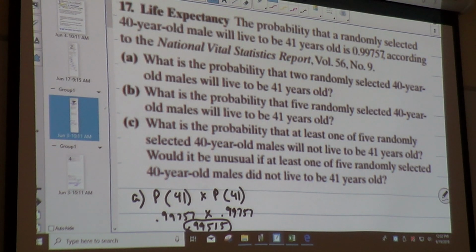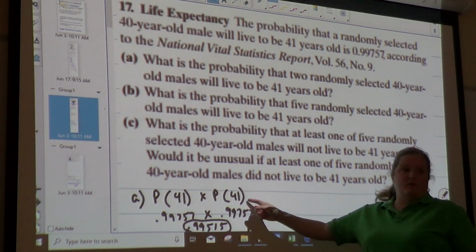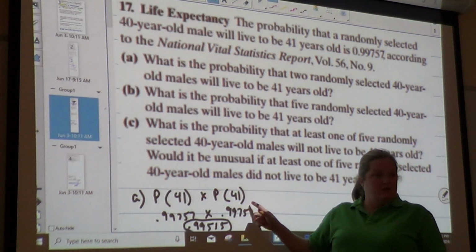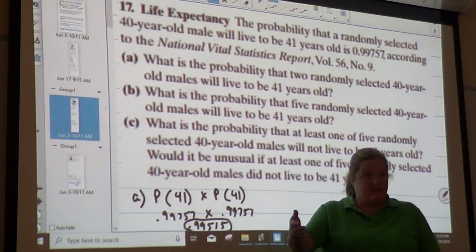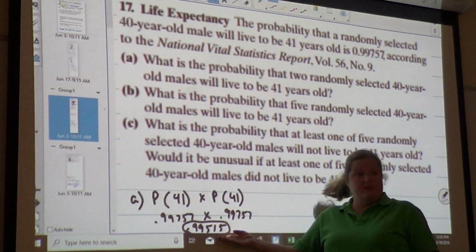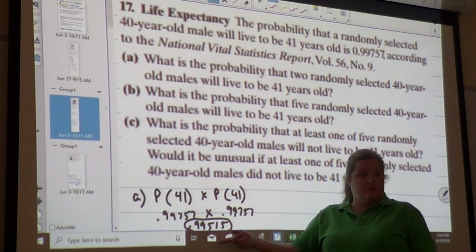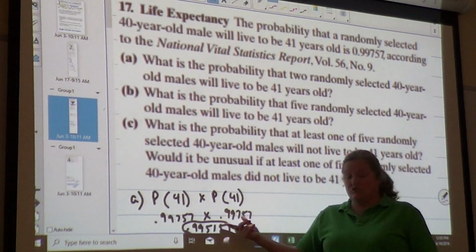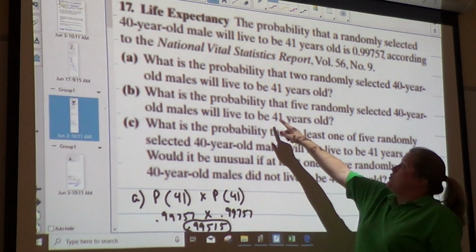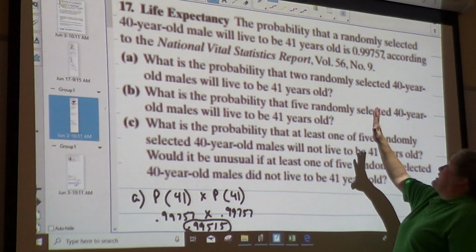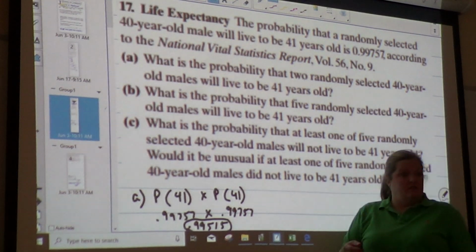So if I find two dudes in a row and say, what's the chances that you're going to get to 41? Y'all, most people are going to live from 40 to 41. Now, if I was going from like 89 to 90, this isn't going to be this high of a probability. But most people live from 40 to 41. The chances are high that you're going to find two people that live from 40 to 41. What is the probability that 5 people live from 40 to 41?